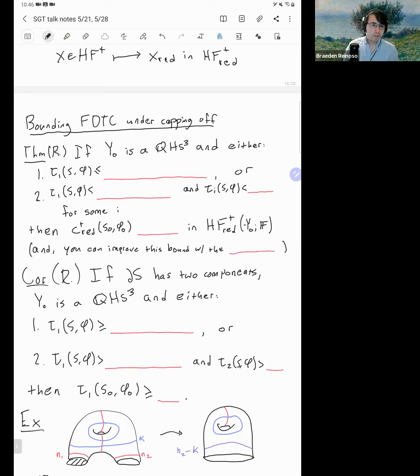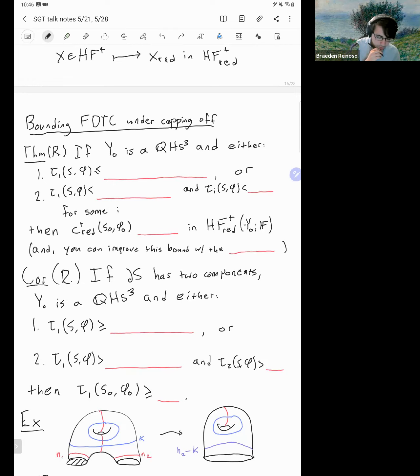So remember what our goal was. It was to get some type of bound on the fractional Dehn twist coefficient after we cap off an open book. So we have some fractional Dehn twist coefficient before, we have some fractional Dehn twist coefficient afterwards, and we want to understand how it changes. And here's our main theorem: if you have some open book which caps off to a rational homology sphere, so this Y here is like your ambient manifold for your capped off open book.